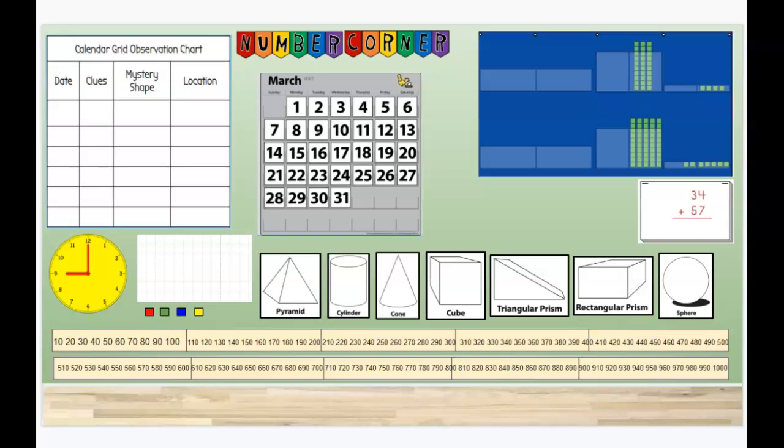For Number Corner today, we are going to be looking at our Base 10 bank from last month and learning how to use the bank in a different way. You won't need any materials for our lesson today.